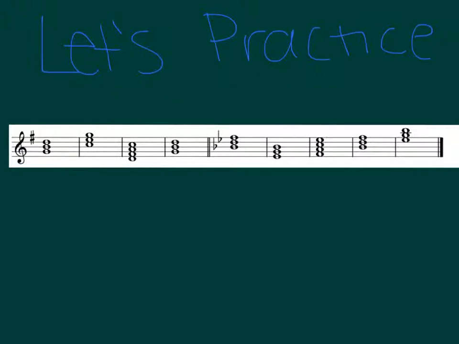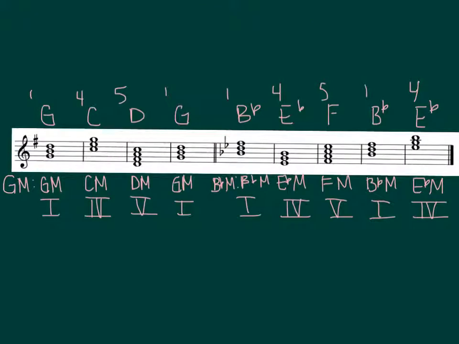Next, I want you to identify the names of the chords given. And finally, I want you to try to get the correct Roman numeral on the bottom. Notice that there are 2 different key signatures, so make sure that you're aware of that. This is what your slide before should look like.